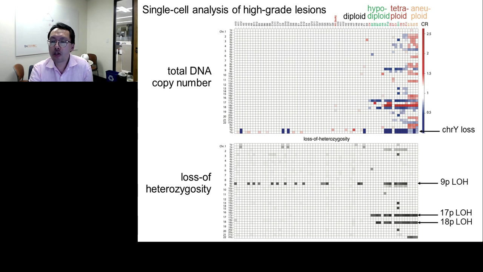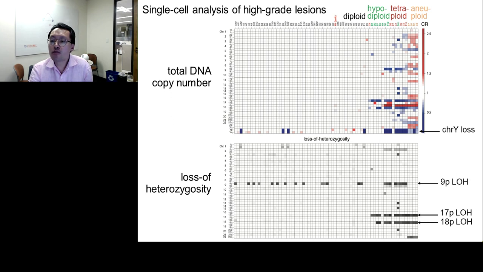Each cell is shown in a column, and each row represents a single chromosome arm. From top to bottom, it's chromosome 1 all the way through chromosome Y. To the left, you see a large population of cells that remain mostly diploid, except for occasional loss of chromosome Y, which is a frequent event in male patients.